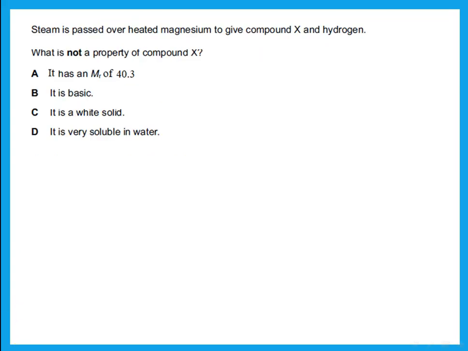Steam is passed over heated magnesium to give compound X. So, first of all, we said when steam reacts with magnesium, it should give what? Steam with magnesium gives magnesium oxide. So, we're talking about magnesium oxide. And he's saying what is not a property of magnesium oxide. Now, if you look at all of this, magnesium oxide will have a molecular mass of 40. It is basic, it is a white solid, but it is not soluble in water. So the one that is not right is D.